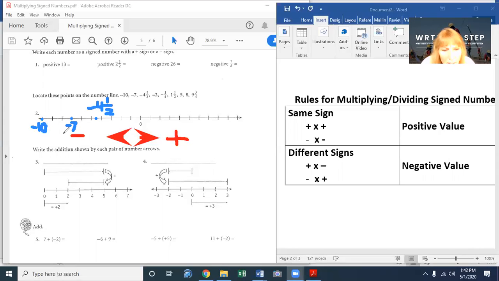This was negative 7 right here, and this was negative 10. And now we have negative 2. Well, that one should be pretty easy, right? 1, 2. We'll mark there. Negative 2.